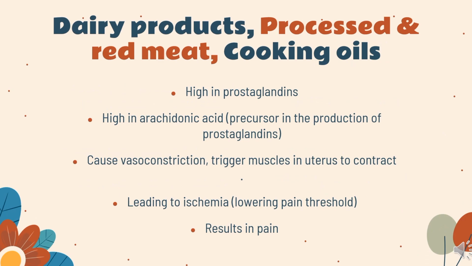Lastly, 28% of the respondents agree that dairy products, processed and red meat, and also cooking oils can cause menstrual pain. So here is the reason why. This type of food contains high prostaglandins and also arachidonic acid, which is the precursor in the production of prostaglandins. Prostaglandins can cause vasoconstriction, which triggers muscles in the uterus to contract. This will lead to ischemia, where the pain threshold is lowered, resulting in menstrual pain.